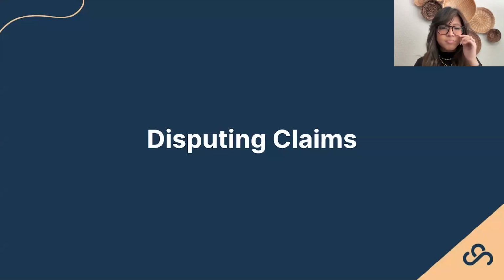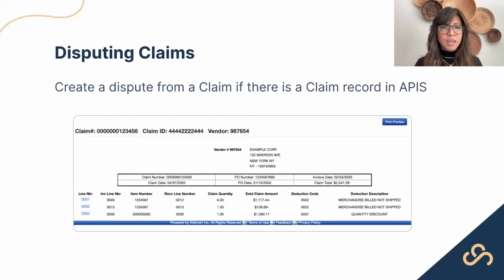Okay. So moving on to the actual tactical part of disputing claims. Again, how you would start to dispute a claim is you would go into APIS, which is the accounts payable inquiry system.